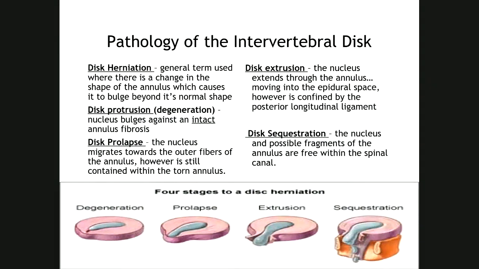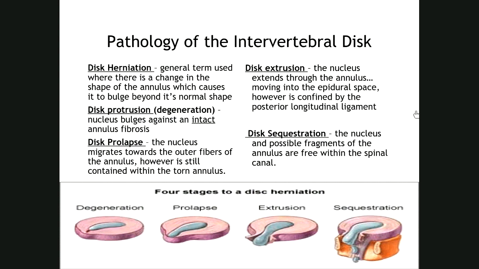So, pathology of the intervertebral disc. What is the most common herniated nucleus pulposus? What is the most common herniation? Posterior lateral, yep. So posterior lateral.